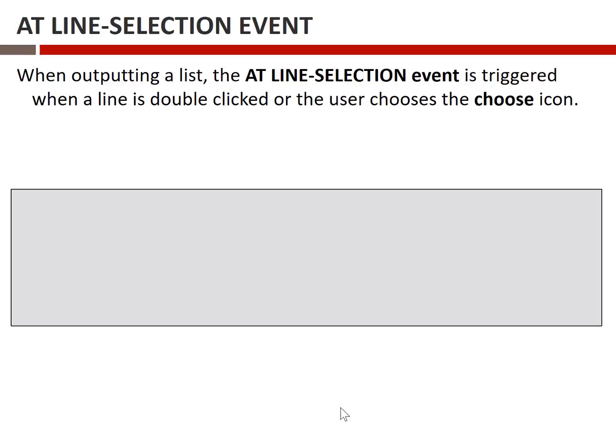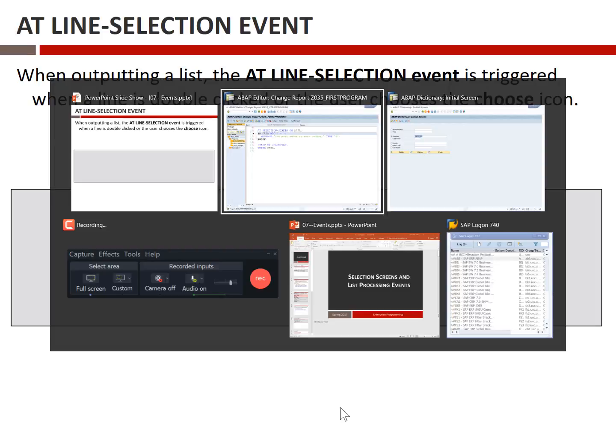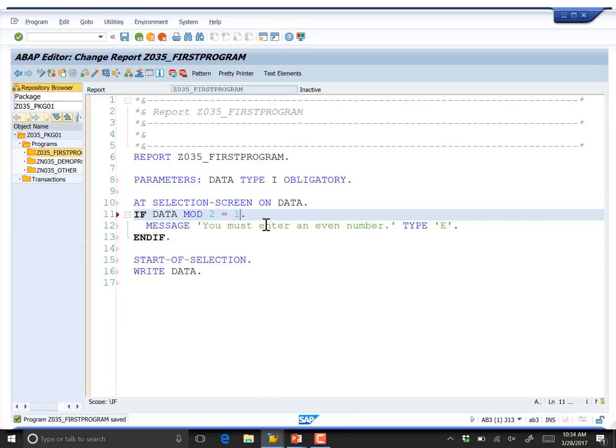When outputting a list, which is what we do when we use the write statement, the @line selection event is triggered when either a line is double-clicked or the user chooses the choose icon. And I'll show you what that is here in just a moment. Now, what's going to happen is we've actually written something to the screen and we want to capture the fact that the user has double-clicked on one of our lines. So we'll write a very basic program to illustrate this.